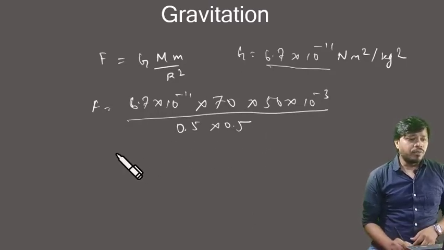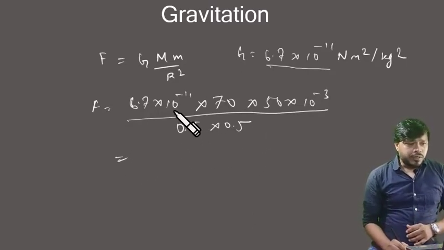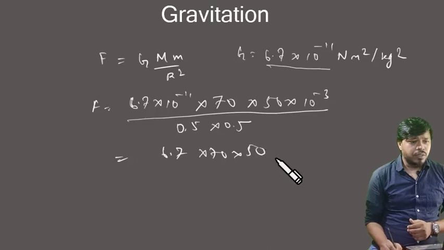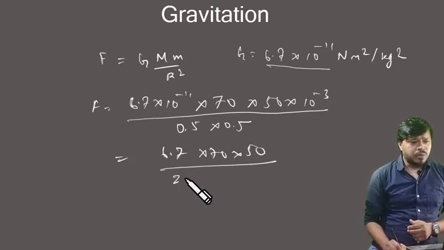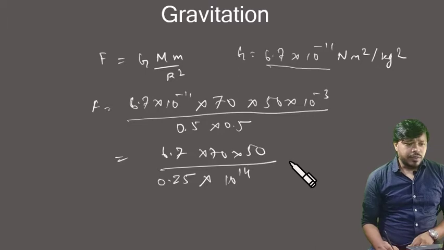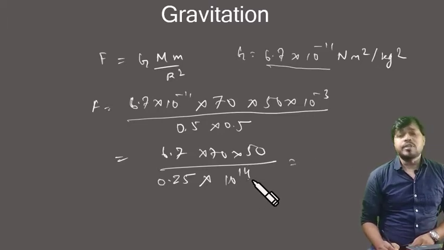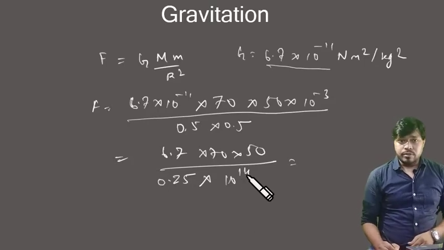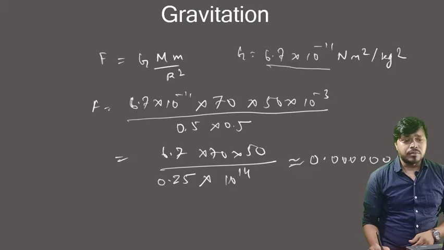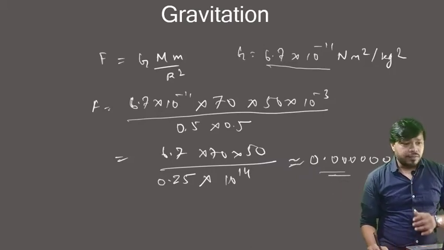So what is this value? If I write the tens together, then it becomes 6.7 into 70 into 50 divided by 0.25, into 10 to the power 11 plus 3, which is 14. Whatever the value is should be divided by 10 to the power 14, which is approximately something around 0.00000, more or less 10 zeros and some number. And this is in Newton, of course, as it is a force.